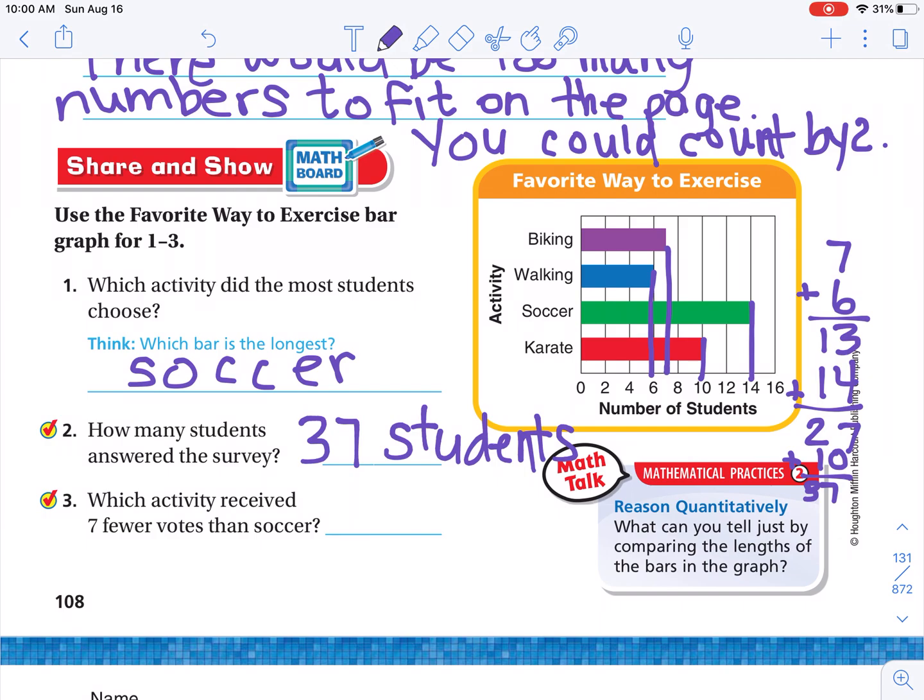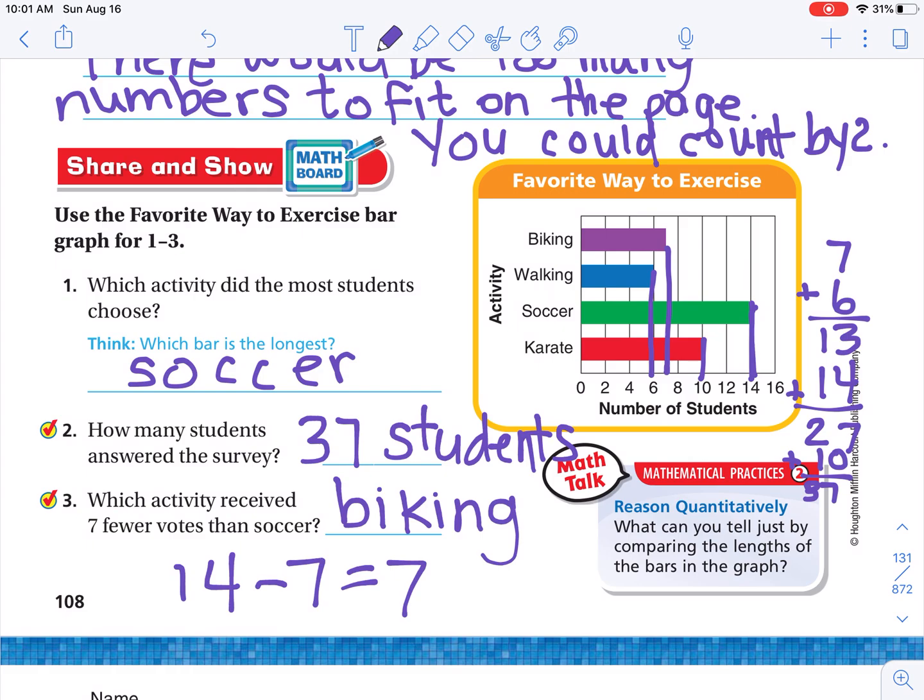And number 3, which activity received 7 fewer votes than soccer? Soccer, we saw, had 14 votes, and 7 fewer means 7 less, so I'm going to subtract. 14 minus 7 equals 7. So if I had 7 votes, which one had 7? Going back onto my bar graph, biking had 7. So actually on this line we should probably put biking because that was the activity that received 7 fewer votes. All right, best of luck.